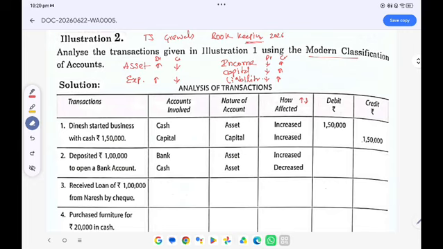So if asset increases, you can cross check here. If asset increases, debit.